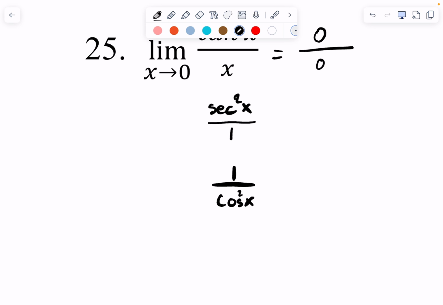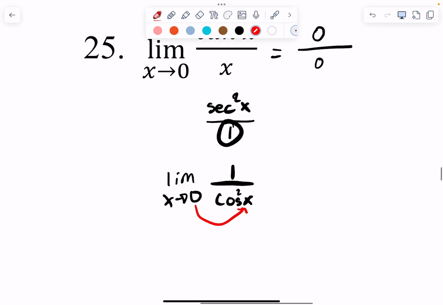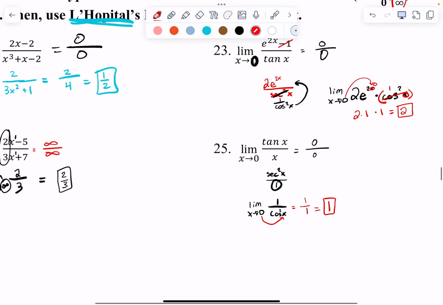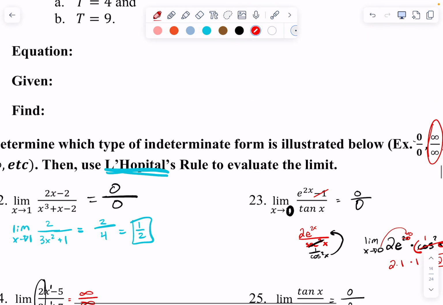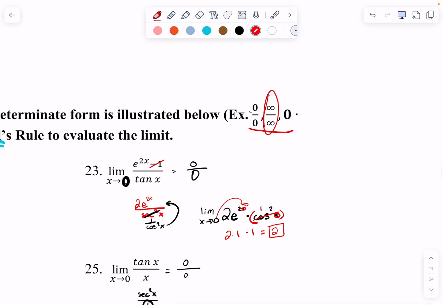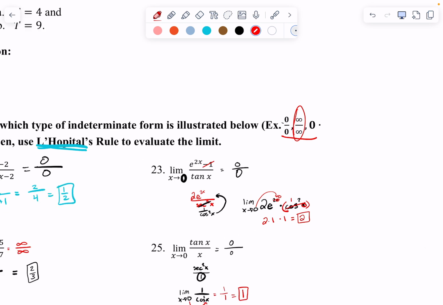And I don't really need this 1 on the bottom because it's just taking up space, right? Now I plug 0 in. What's cosine of 0? 1. And if I square that, it is 1. And 1 over 1 is 1. Okay, so if you end up with one of those weird forms, just know that you can take the derivative of the top, derivative of the bottom, and then plug your things in.